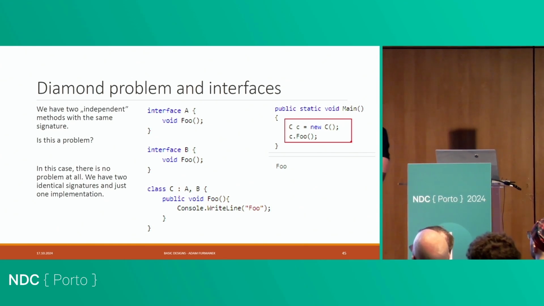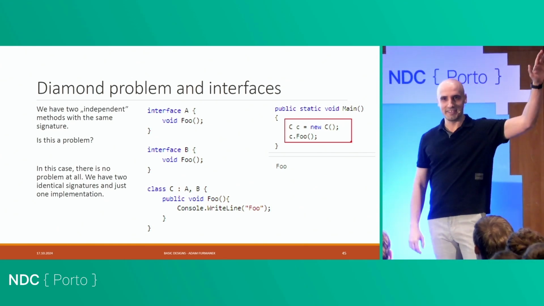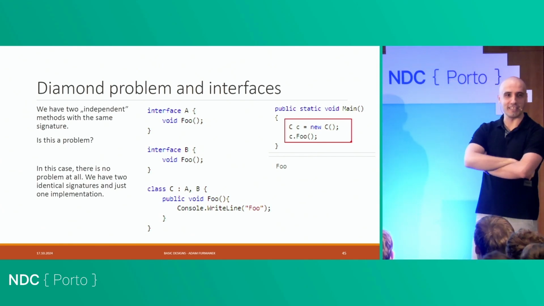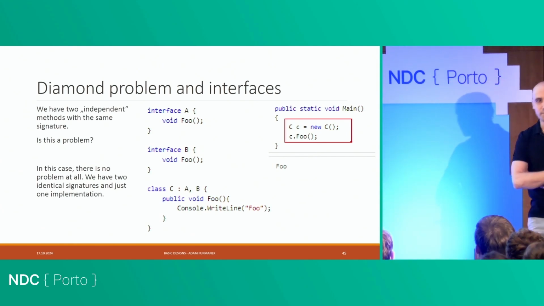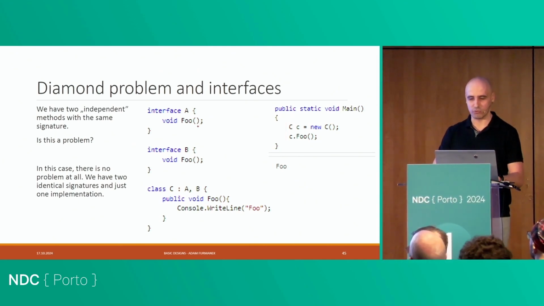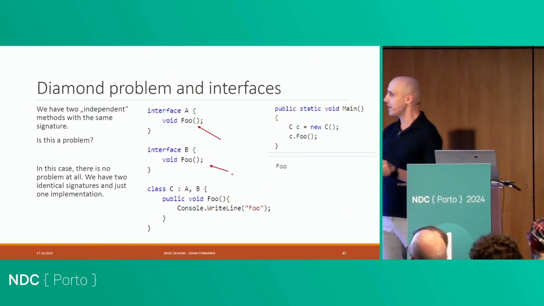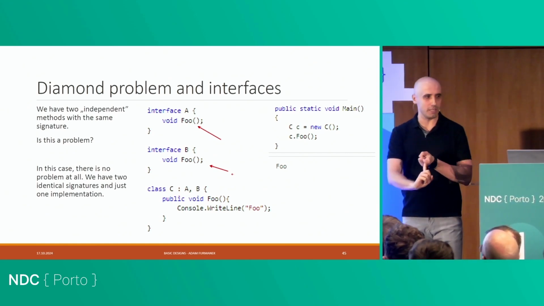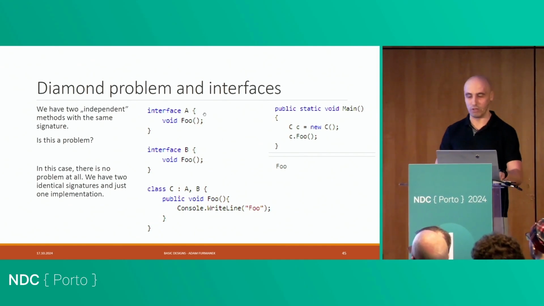Is it going to compile? Hands up. Yes? Yes? No? OK, so the answer is yes, it's going to compile, and yes, it's going to work. Why? You may say there is no diamond problem at all in here because those two methods have exactly the same signature, right? It's the same name, the same list of parameters, the same return type, no diamond problem at all, OK?